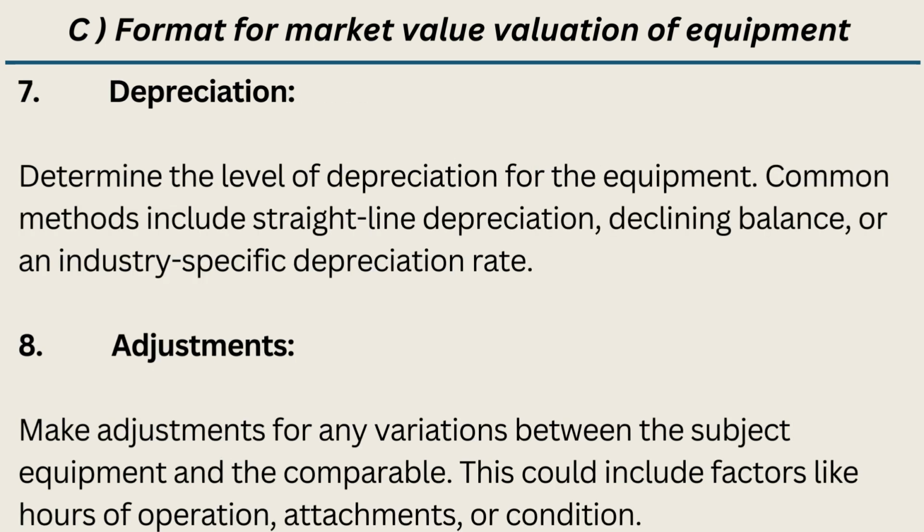7. Depreciation. Determine the level of depreciation for the equipment. Common methods include straight-line depreciation, declining balance, or an industry-specific depreciation rate. 8. Adjustments. Make adjustments for any variations between the subject equipment and the comparable. This could include factors like hours of operation, attachments, or condition.